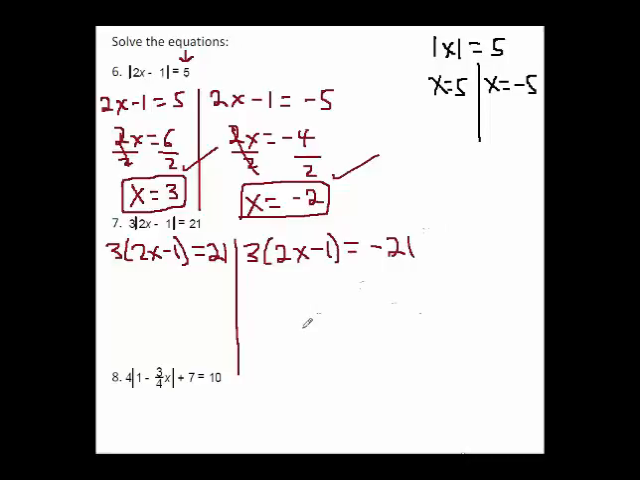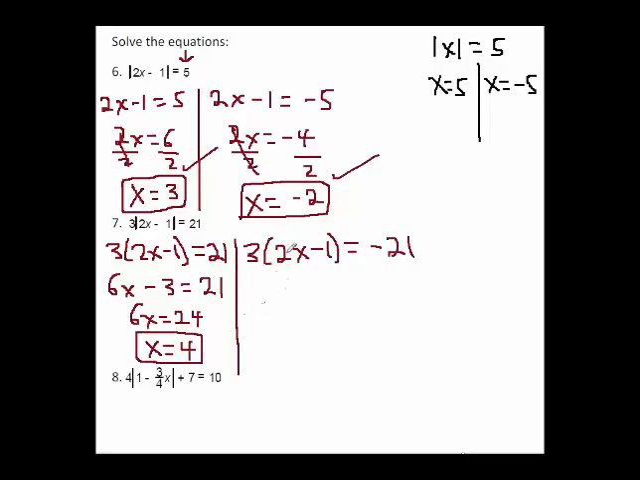Okay, simple enough. Let's solve the equations. Distribute the 3 over here. 3 times 2x is 6x. Minus 3 equals +21. Isolate the 6x by adding 3 to each side to get rid of this over here. So you've got 6x equals 24. Divide each side by 6, and you've got x equals 4. That's one answer.